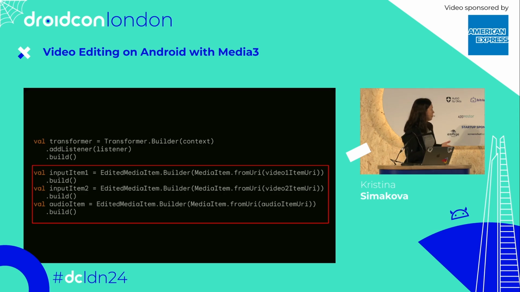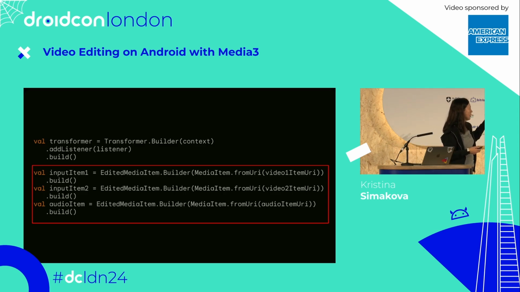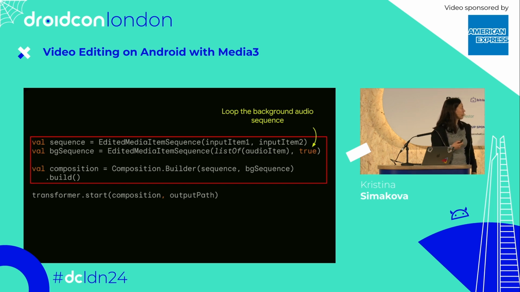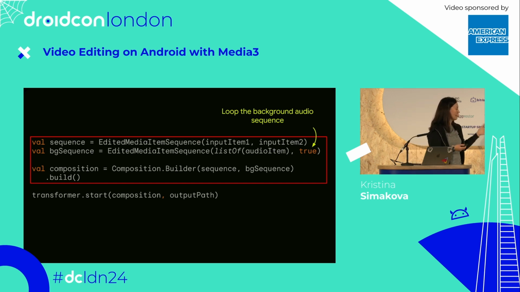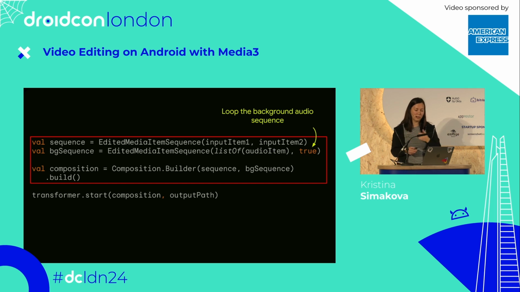As we did before, we're defining edited media items. I have 2 for video and 1 for the audio track. And then we create edited media item sequences. The first one has 2 videos, so they're going sequentially, and the background sequence is the audio sequence. I'm setting loop for the background audio to true, so that if the audio track is shorter, it will repeat, so it will last over the whole composition.